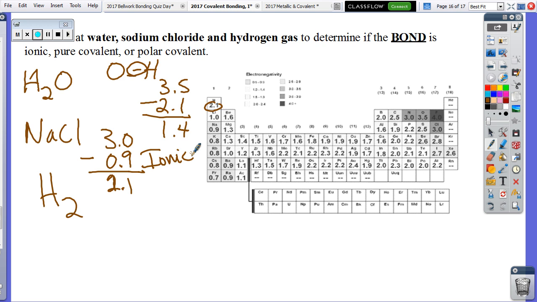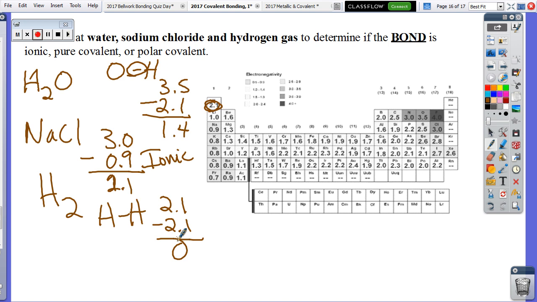Okay, and then finally hydrogen bonded to hydrogen, it's the same thing bonded to the same thing, so it's 2.1, hydrogen's value, minus 2.1 is 0. So that's pure covalent, or non-polar. Okay, so that's just looking at a bond.